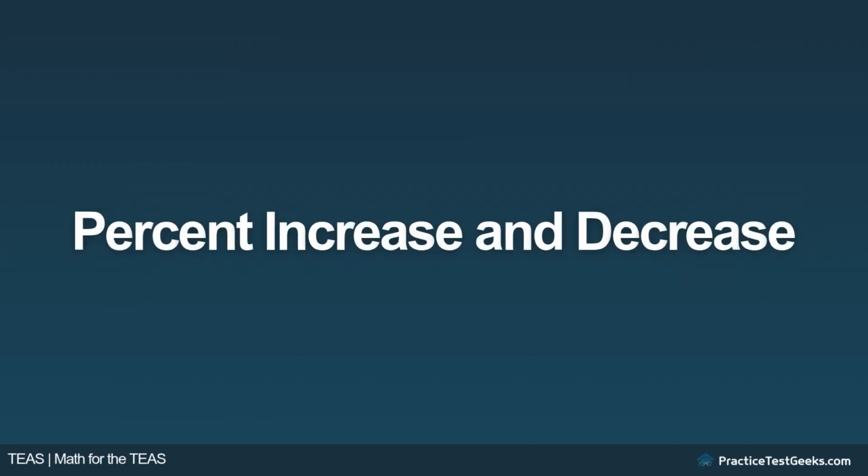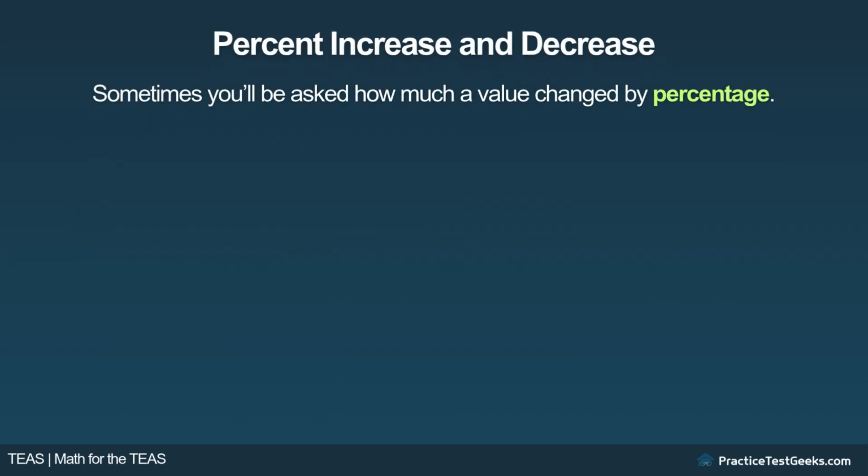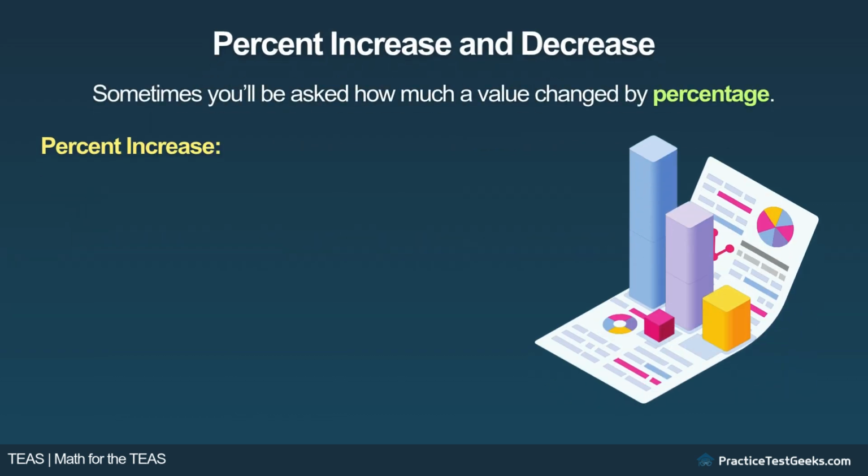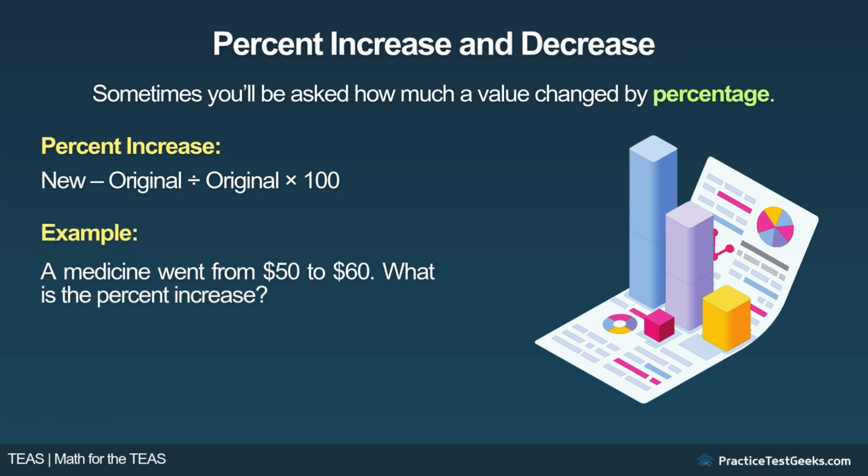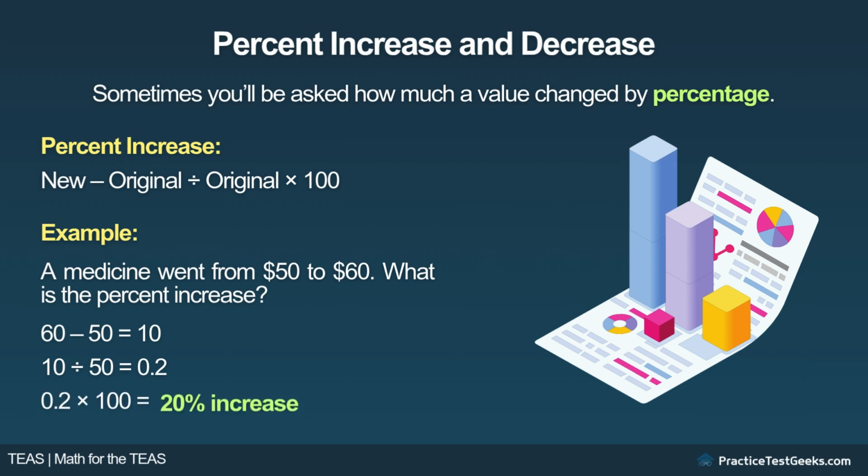Sometimes on the TEAS, you'll be asked how much a value changed by percentage, either an increase or a decrease. Let's break it down. For percent increase, use this formula. New minus original, divided by original times 100. Example, a medicine went from $50 to $60. What's the percent increase? Step 1, 60 minus 50 equals 10. Step 2, 10 divided by 50 equals 0.2. Step 3, 0.2 times 100 equals 20% increase.